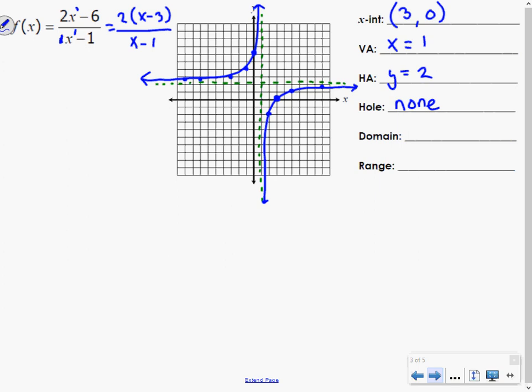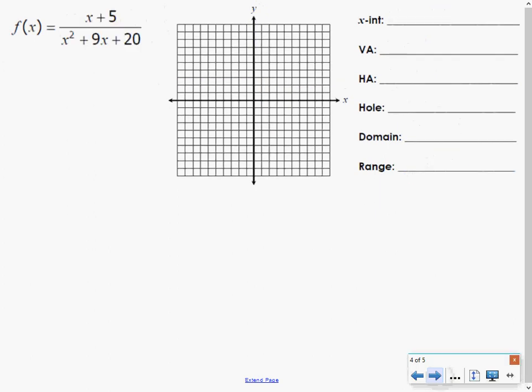Now, for the domain and range, it's actually not that bad. It's going to be all real numbers except for the x values and y values where we have asymptotes and holes. So for us, the only x value that is excluded from our domain, so I'll use the does not equal symbol, the only x value that's excluded is 1, right? That's our vertical asymptote. The only y value that's excluded is 2.